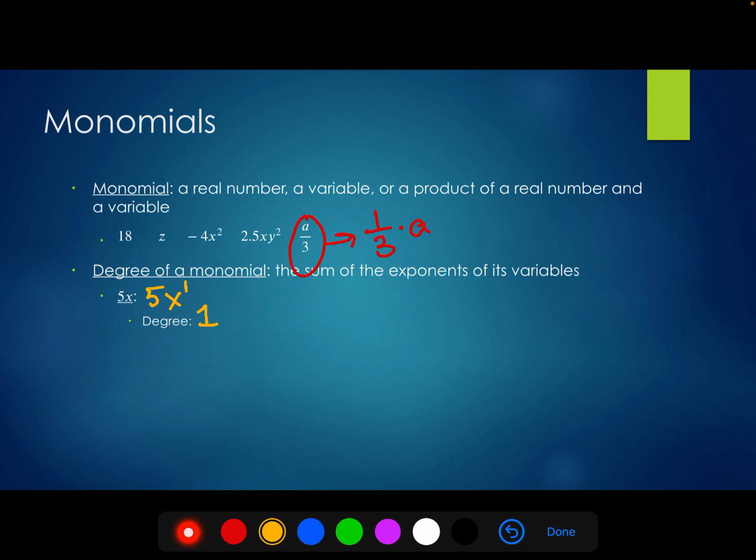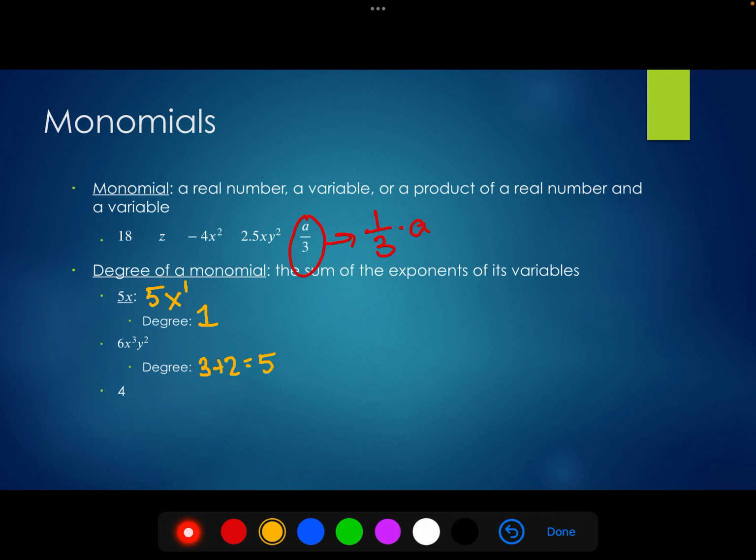Now if we take a look at this monomial right here, we have 6x cubed y squared. The degree of a monomial is the sum of the exponents of its variables. This x is raised to the third power, so we take that exponent, 3, and this y is raised to the second power. So we have exponents of 3 and 2, and our degree is 3 plus 2, which is 5. So this monomial is 5th degree.